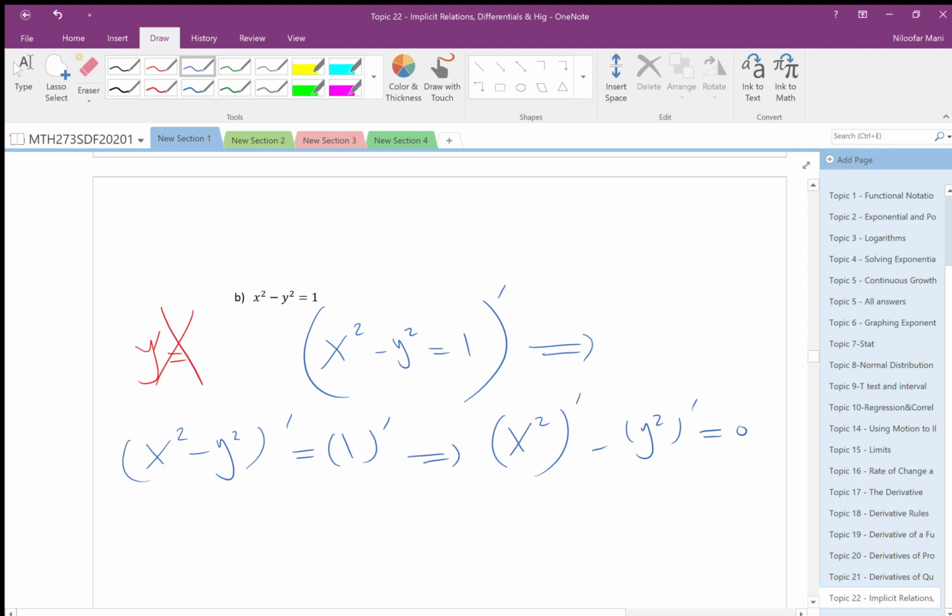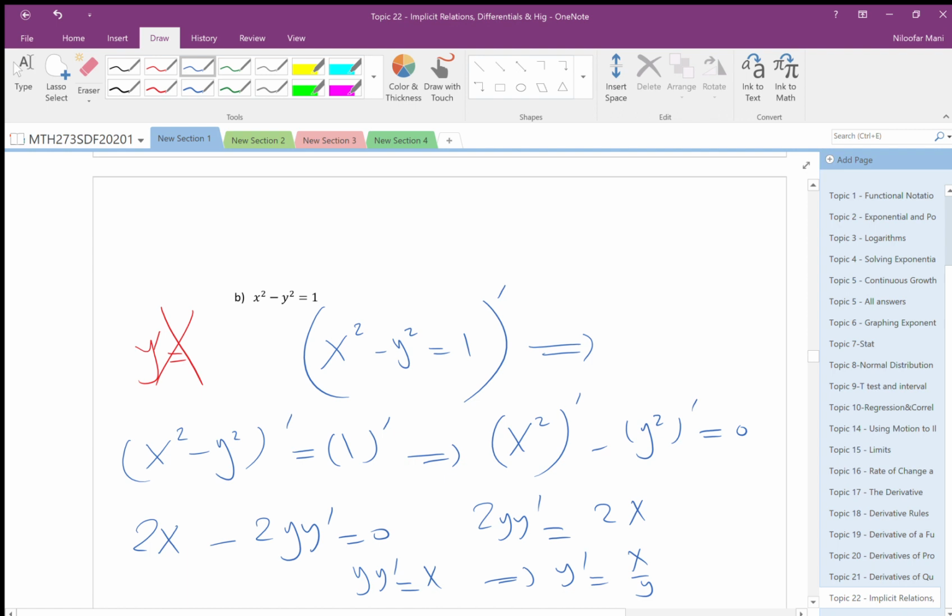What is the derivative of x squared? 2x. What is the derivative of y squared? It's minus 2y y prime equals 0. Can I find y prime? Yes. How? I have to isolate y prime. So 2y y prime equals 2x. Can I cancel 2? Yes. So I have y y prime equals x. So what is y prime then? Y prime is x over y.